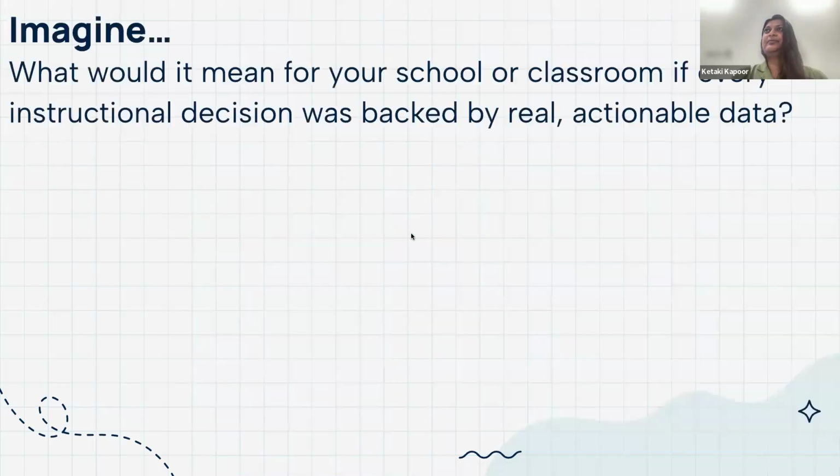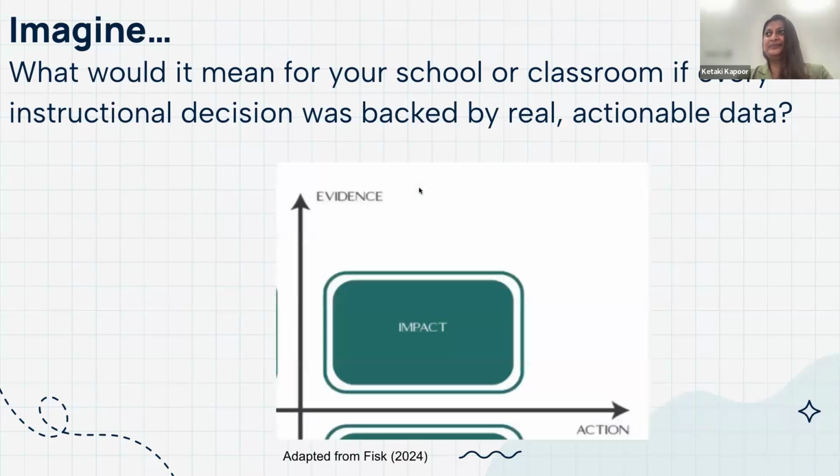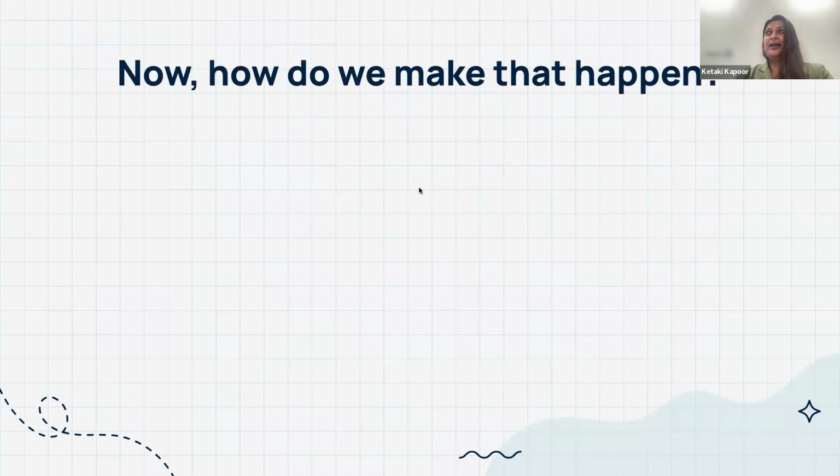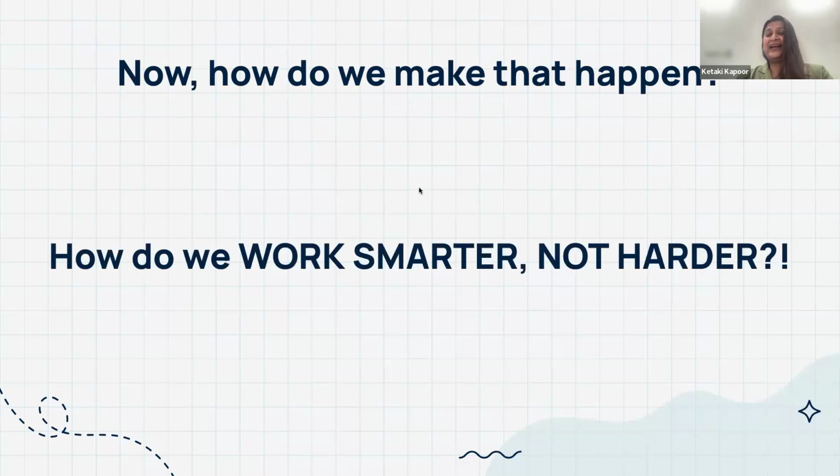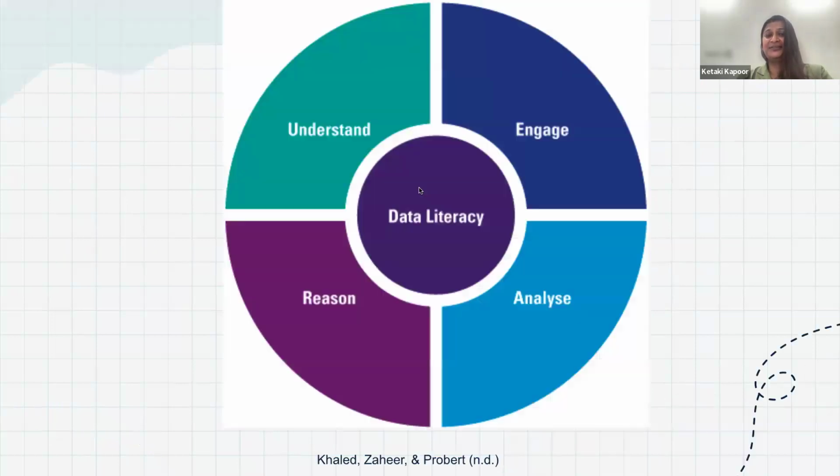So imagine a classroom or a school where every instructional decision that a teacher took was backed by real, actionable data. What would it be? What would the classroom look like? But the main question I'm sure that most of you have is, how do we make it happen? And how do we work smarter and not harder?